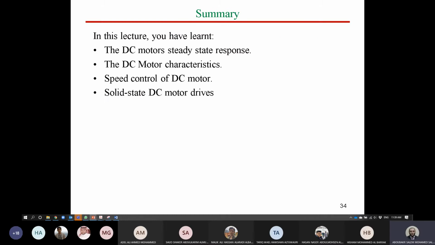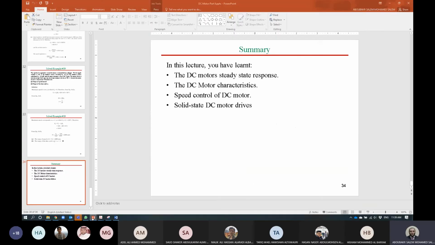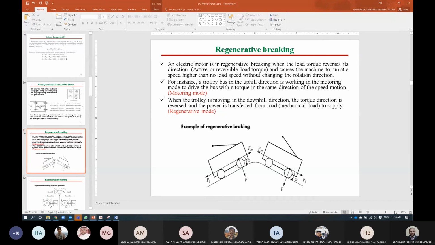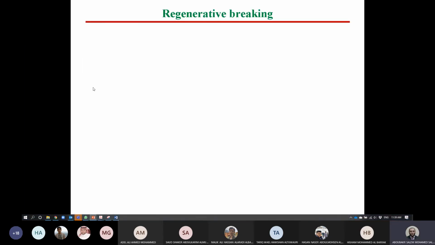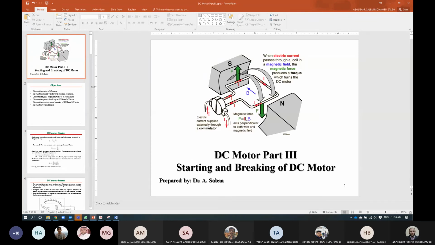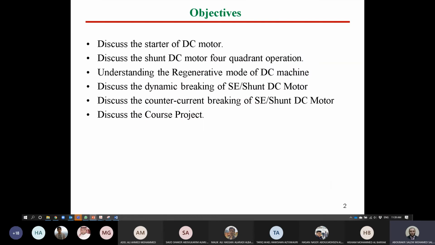So this is regarding the part of the speed control, and this is a summary of what we have discussed in previous classes regarding speed control. Now let's move to the new part, the last slides for the topic of DC motors, which we'll discuss inshallah in the following.